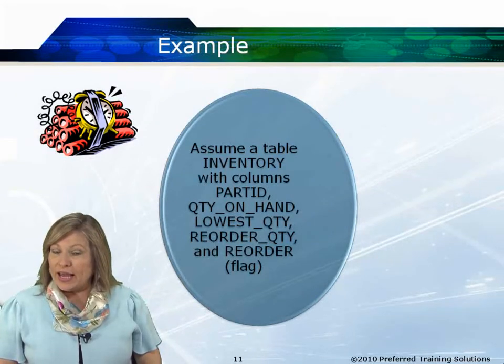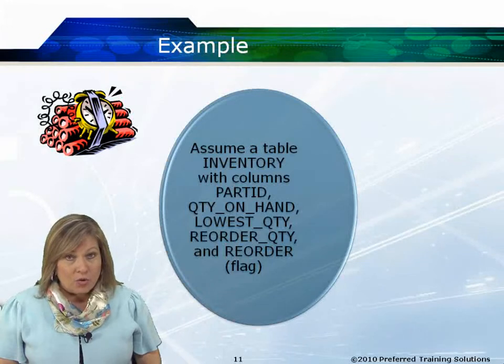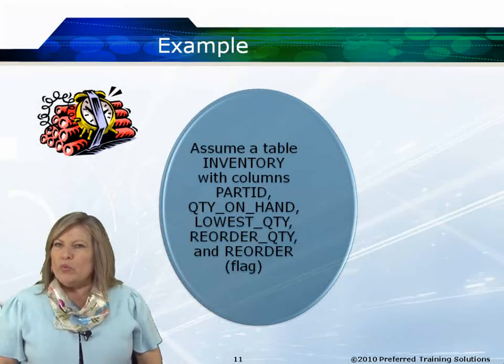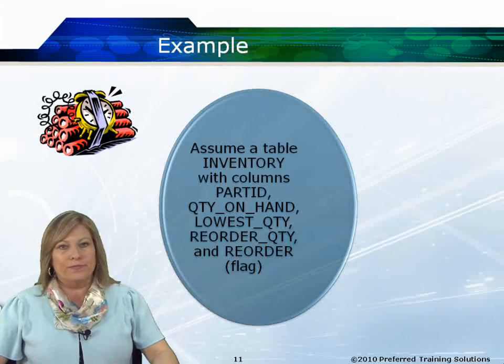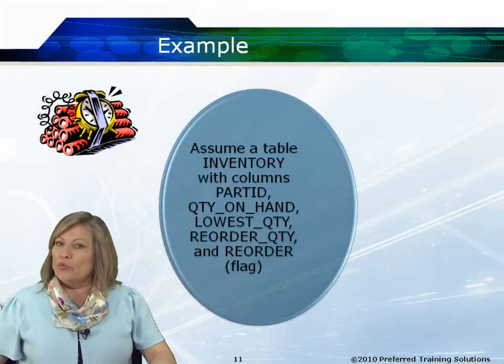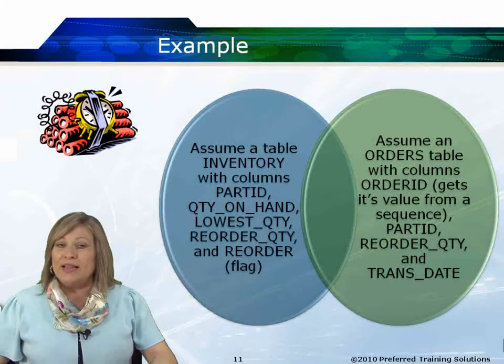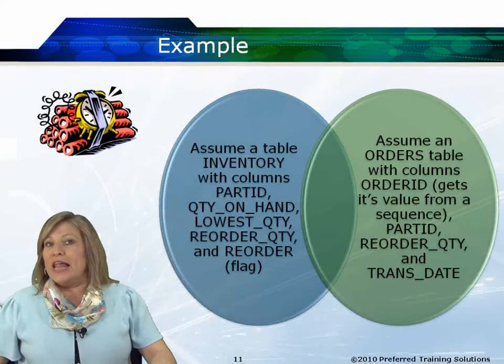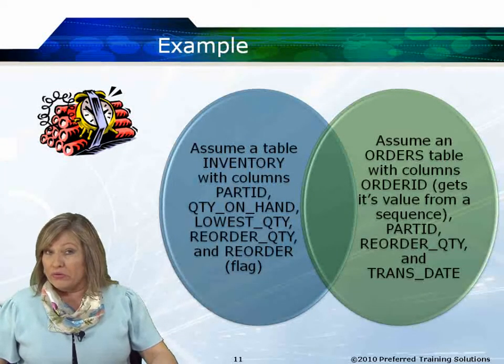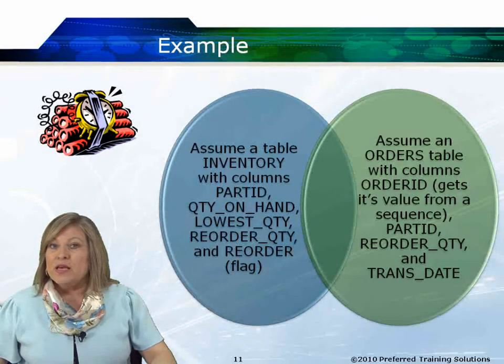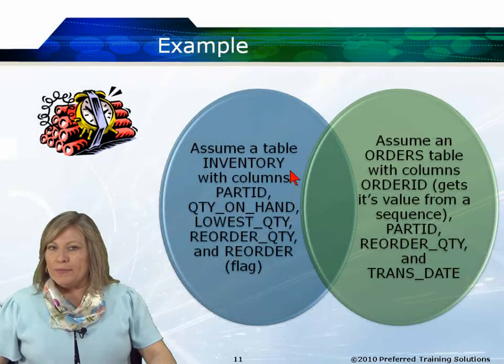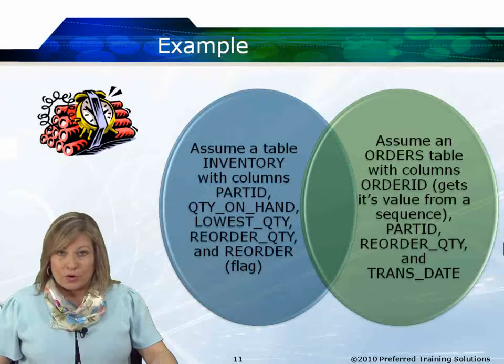Once our quantity on hand falls below our lowest quantity, we want to set up an automatic order. Our reorder quantity will tell us how many to order. And the flag will tell us whether or not we really want to reorder any of these parts. Now, we have an inventory table, and we're assuming that we have some application that's depleting the quantity. Our trigger is intended to set up an automatic order.